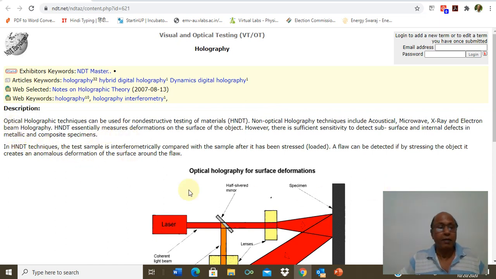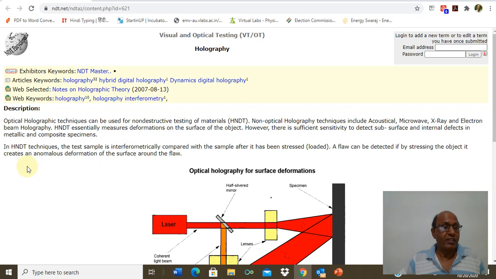Optical holographic techniques can be used for non-destructive testing of materials. Whatever we are discussing today is optical holography, but non-optical holographic techniques are also there, like acoustical, ultrasonic, microwaves, X-ray. In fact, holographic imaging of your body through X-ray holography is always possible, and in the coming future, you will see these applications taking shape for regular use. Already at airport security systems, you will find such examples.